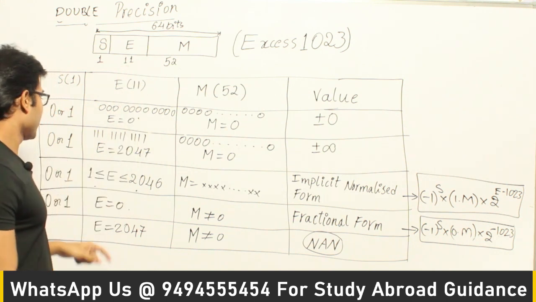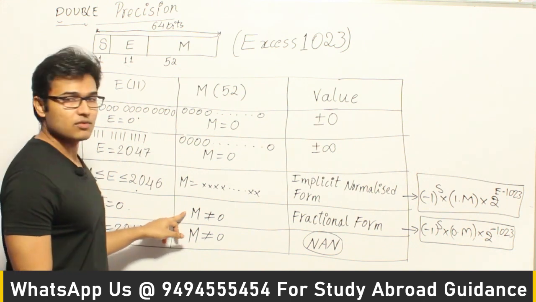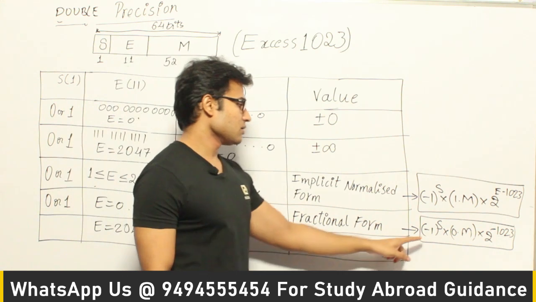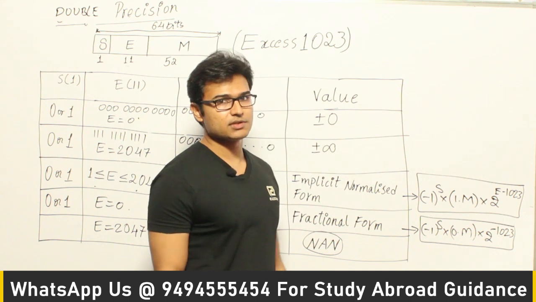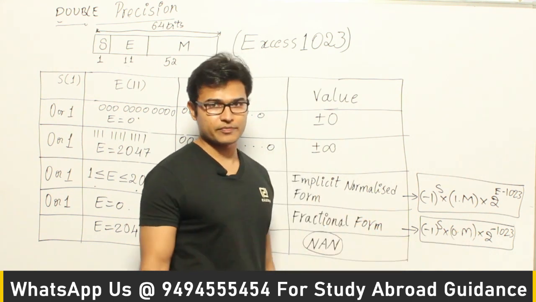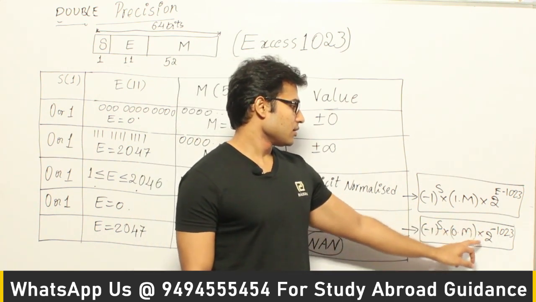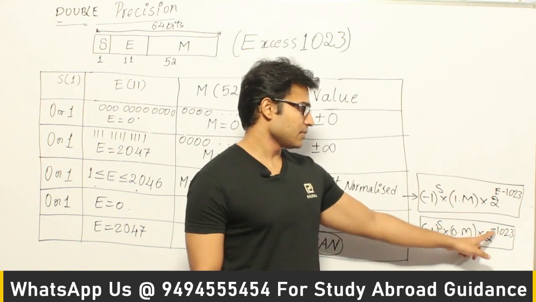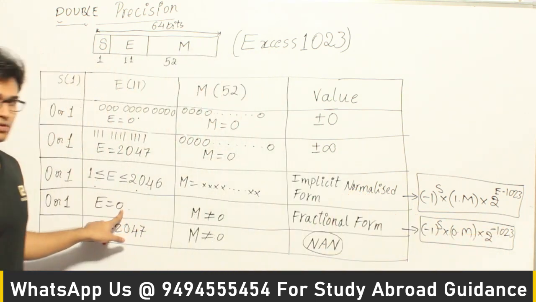Got it? Okay. And now whenever the exponent is 0, and if mantissa is not equal to 0, it represents fractional form. So what is fractional form? Fractional form means minus 1 power s into, we are not going for any normalization, which means it is denormalized form. So directly whatever mantissa you get, you are going to write it as 0.m, that is fractional representation, right? So 0.m into 2 power minus 1022. Why? You have to write it as e minus 1023, and since e is 0, it is minus 1023. E is 0. Got it?